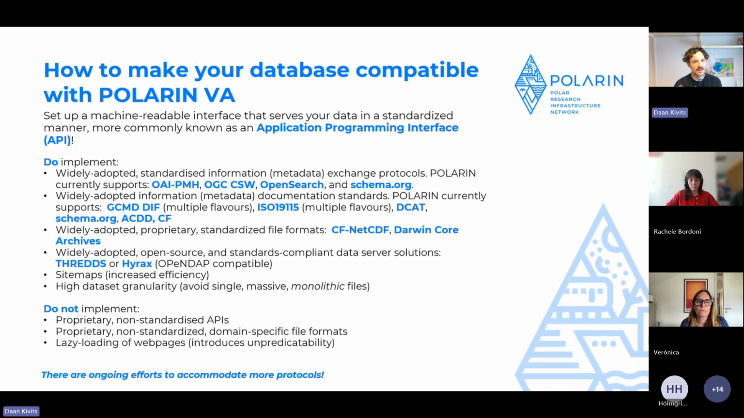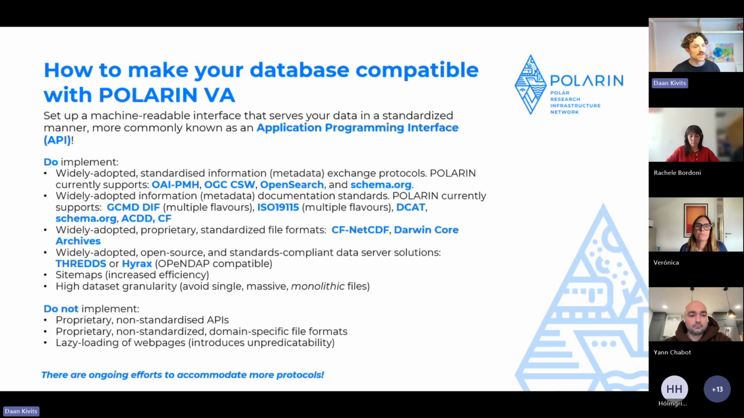So how to make your database compatible with POLARIN Virtual Access, and this is where we move into the technicalities. Basically, what we prefer is that you set up a machine readable interface that serves the data in a standardized manner. This is more commonly called an API, an application programming interface. With this, we want to focus on implementing widely adopted information exchange protocols, and we currently support the ones given in blue: OAI-PMH, OGC CSW, OpenSearch, and schema.org.